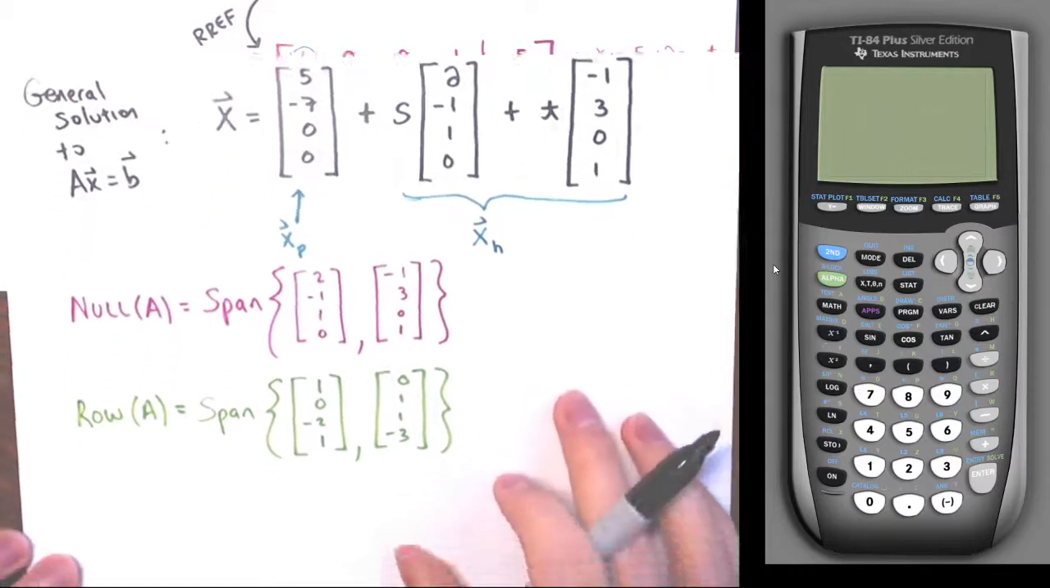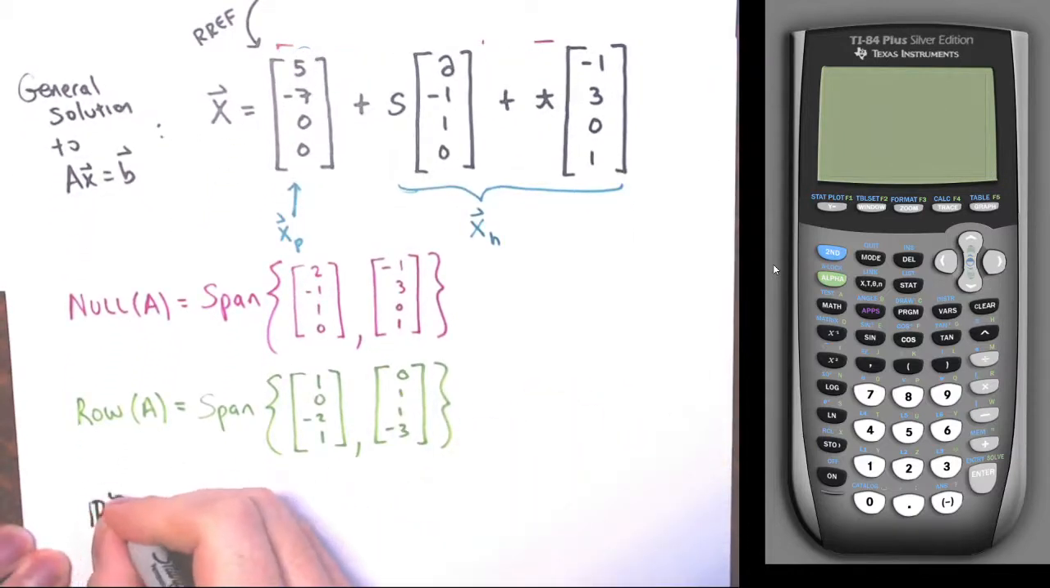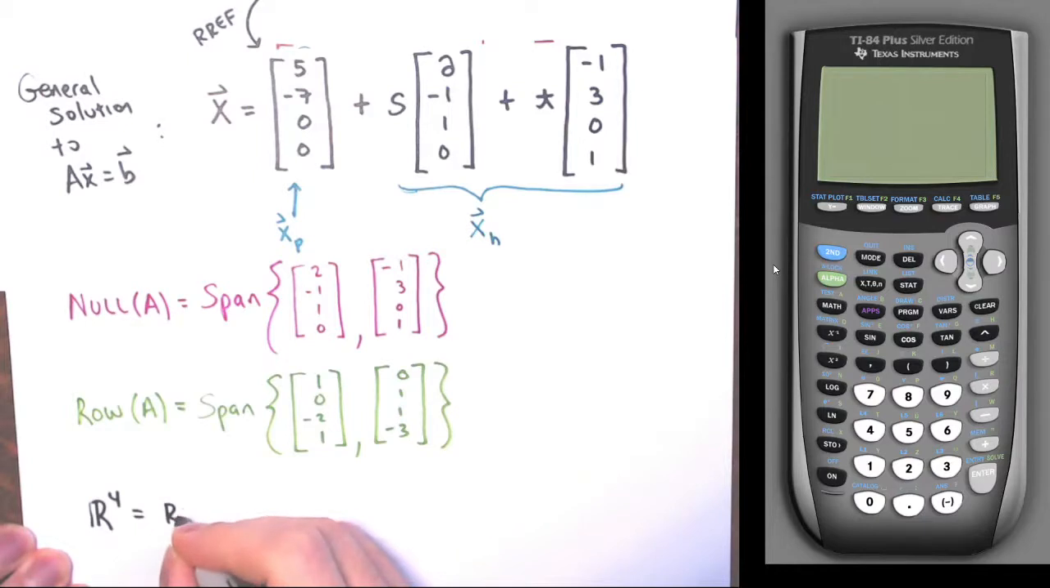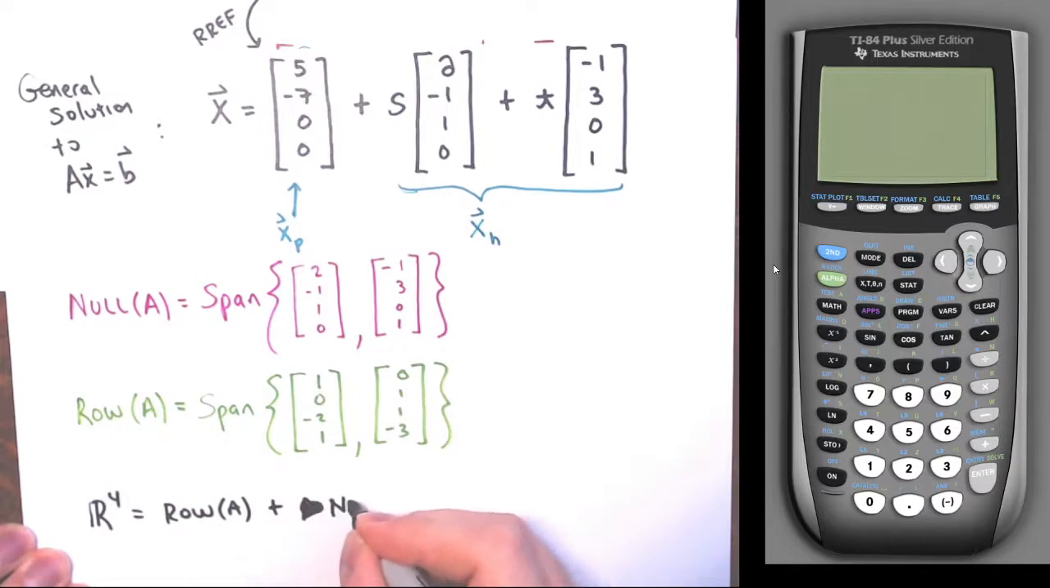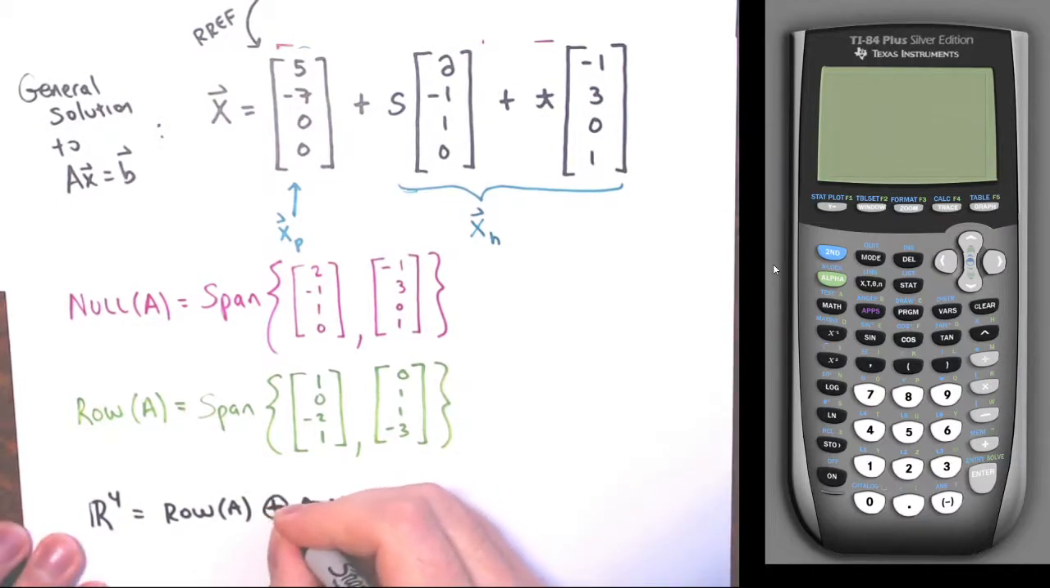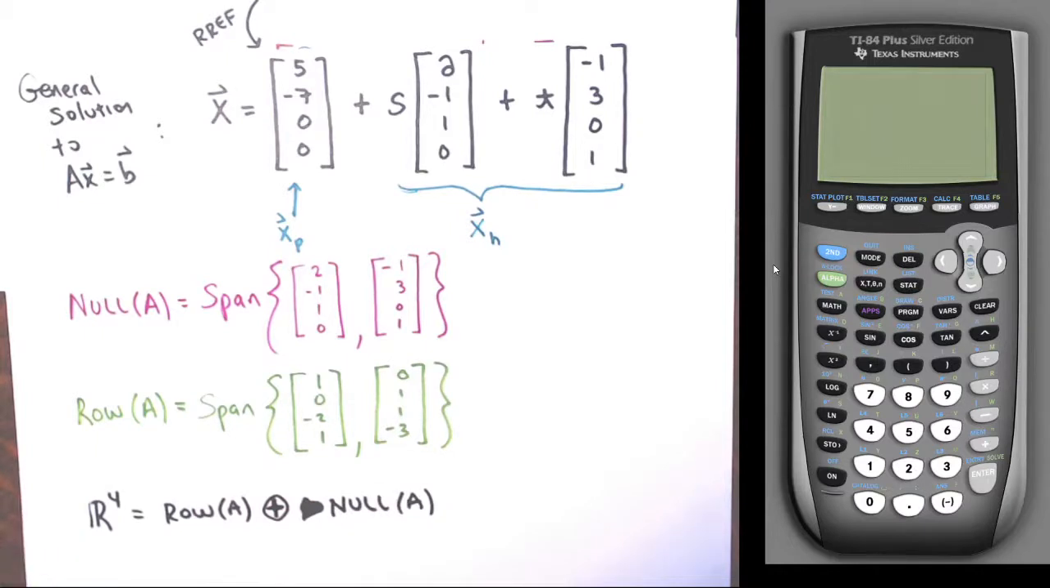So R4 would be the direct sum of the row space of A plus the null space of A. I said column, I was writing column, but I mean the null space of A. Remember, the row space of a matrix and the null space of a matrix are orthogonal complements. So this means I should be able to take any vector from R4 and write it as a vector from the row space plus some vector from the null space, xr plus xn.